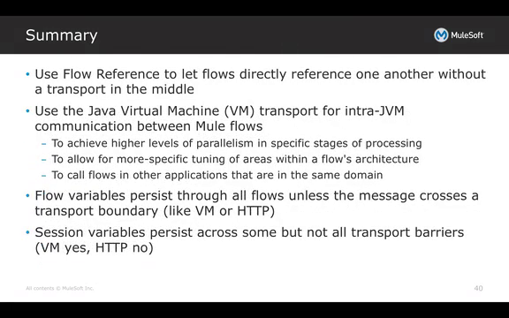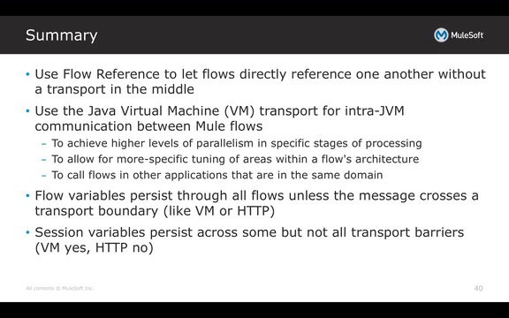We learned about flow references and how they let us have flows directly reference one another without the need of having a transport. We learned about the Java virtual machine transport for intra-JVM communication, allowing us to achieve higher levels of parallelism at certain stages, more specific tuning of areas in our flows architecture, and how to call flows in other applications that are in the same domain.